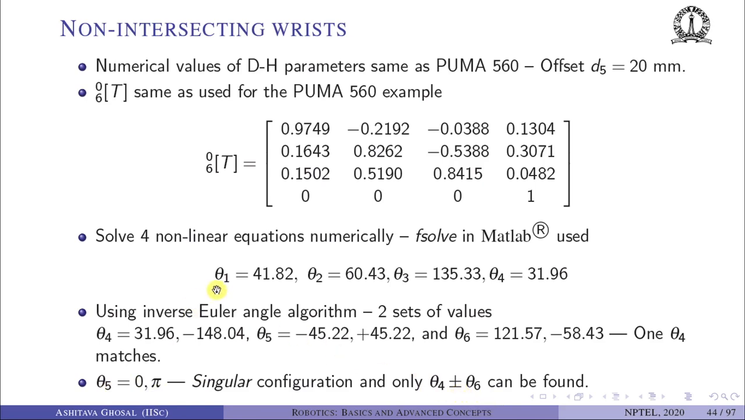So do we know these numbers are okay? Yes, because what have we done? We have added a D5, which is a small number. What was theta 1 before for the Puma? It was 45. Theta 2 was 60. Theta 3 was 135. Theta 4 was 30. So although we have added an offset, it is sort of close to what we started with, the Puma example. So it gives us more or less confidence that this numerical solution is correct.